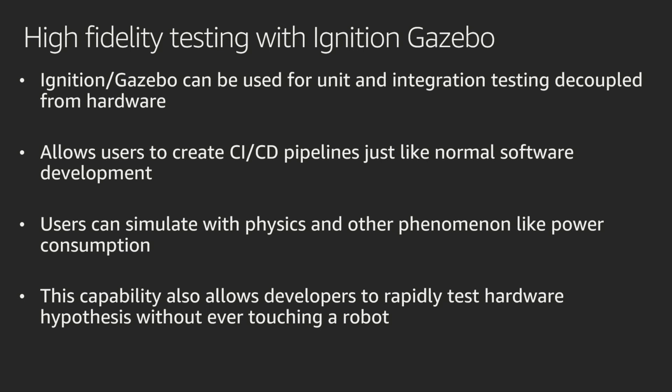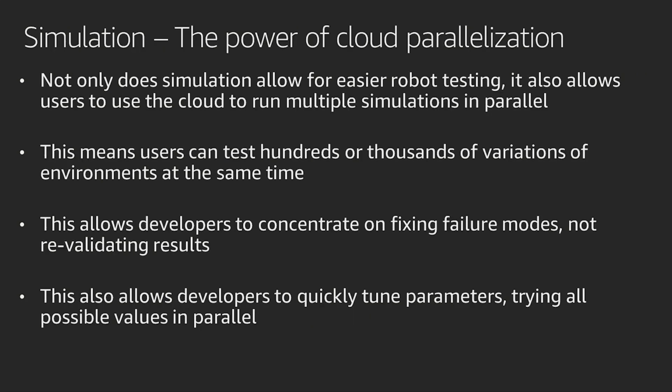This is, say, you can basically try 5 different kinds of cameras or 5 different kinds of LiDAR before you ever buy one for your robot. Simulation, the power of cloud parallelization.